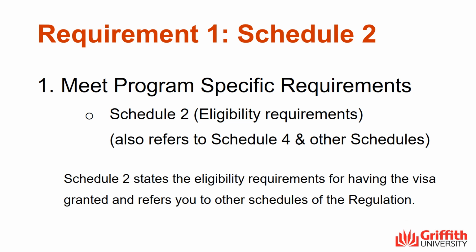Schedule 2 is important as it constitutes the nuts and bolts of what is required. Essentially, Schedule 2 states the eligibility requirements for having the visa granted. It will also refer you to other schedules of the regulation, most notably the public interest criteria found in Schedule 4, or the visa conditions, mandatory or discretionary, that are stipulated in Schedule 8.